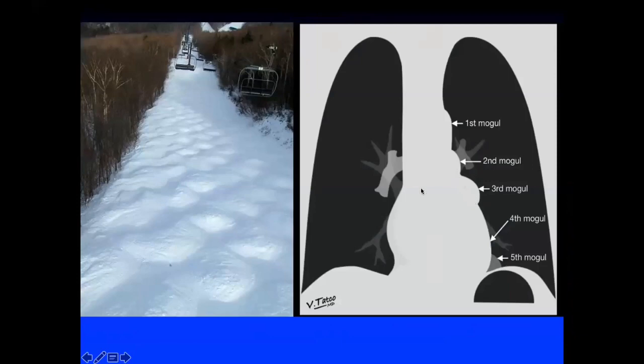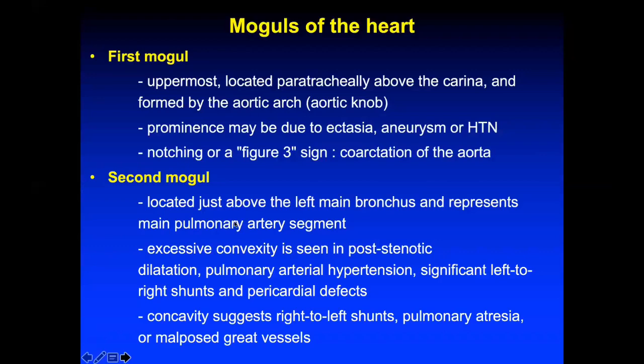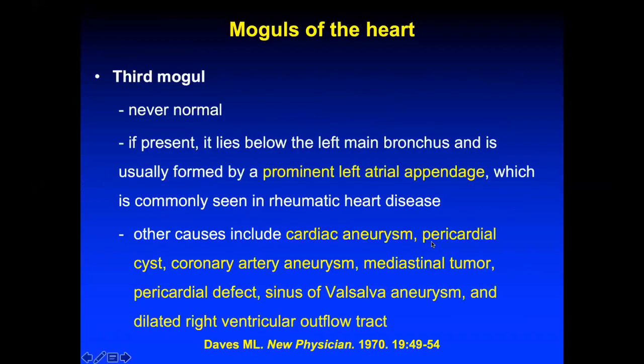In an exam, you will generally be given an X-ray of mitral stenosis, and they'll ask what this appears to be. So this is the third Mogul, and it is the enlarged left atrial appendage, which is commonly seen in rheumatic heart disease. Other causes include cardiac aneurysm, pericardial cyst, coronary artery aneurysms, mediastinal tumors, pericardial defects, sinus of Valsalva aneurysm, and dilated right ventricular outflow tract. So these are again the causes. In the exam, they'll always ask you the causes of a very prominent third Mogul, and these are the differentials.